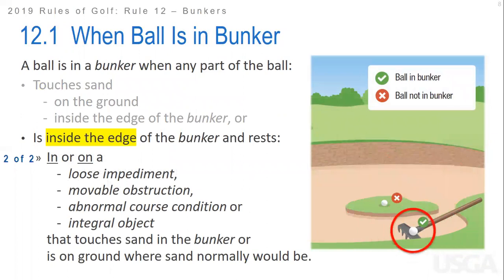There are other times where your ball could be resting in or on a loose impediment, movable obstruction, abnormal course condition, or integral object. As you can see on the right, that ball is resting on a rake. That's considered a movable obstruction. It's well within the bounds of the edge of the bunker, so it's going to be considered a ball in the bunker.